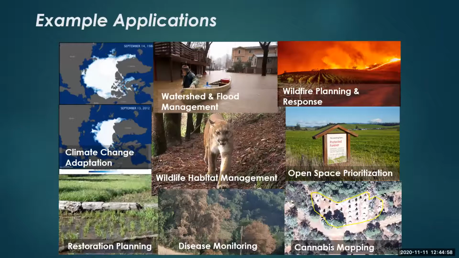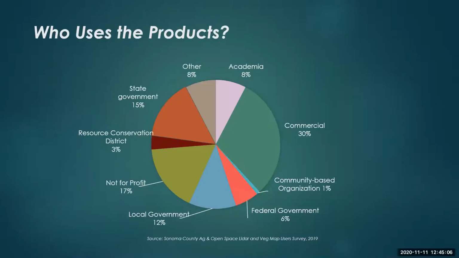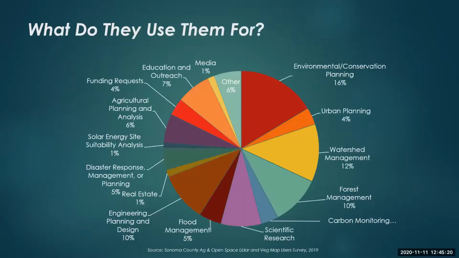So there are lots of applications. They go on and on. This is just an example of some of the applications that people are using the data for. So who uses the product? This is Sonoma County. Everybody uses these products. This totally blew us away. We thought it was all local government. You know, it's everybody, state government, commercial, the whole gamut. And what do they use that for? Everything. So they're using these maps to support all kinds of different applications. That's why there's such a broad base that you can build a coalition, because the uses are so broad.